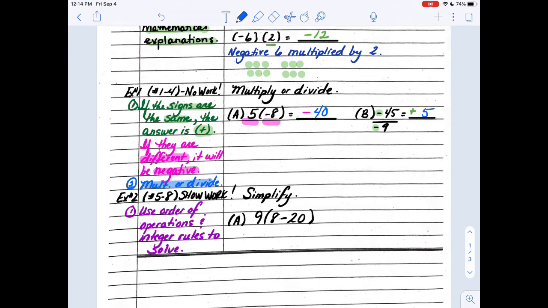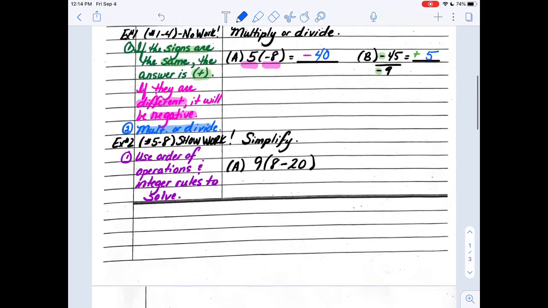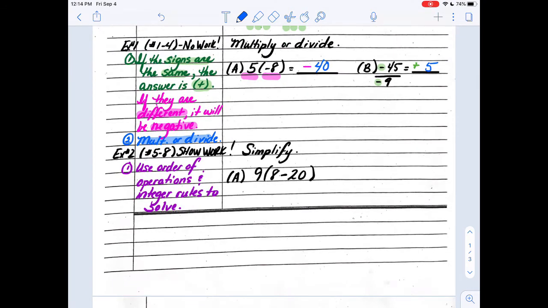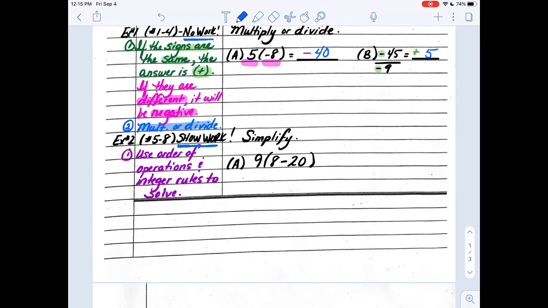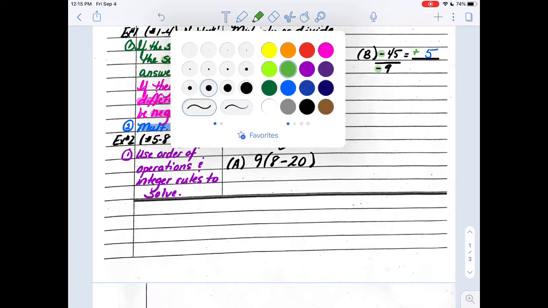We'll do a few more in class, but let's look at example 2. I hope you notice that on your work today, you do not need to show work for numbers 1 to 4. I want you to mentally use those rules. But for 5 to 8, I absolutely want you to show me work, because I'm asking you to simplify. We are going to use our order of operations and our integer rules to actually solve our problems.